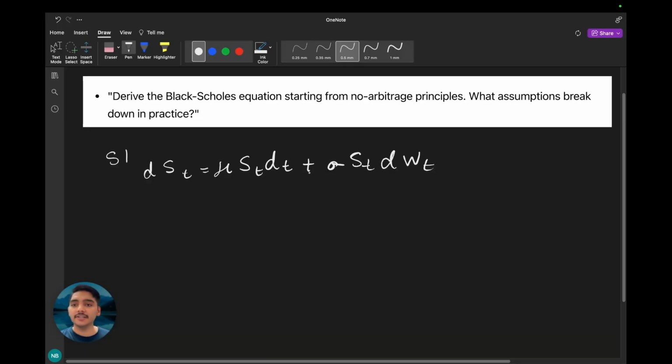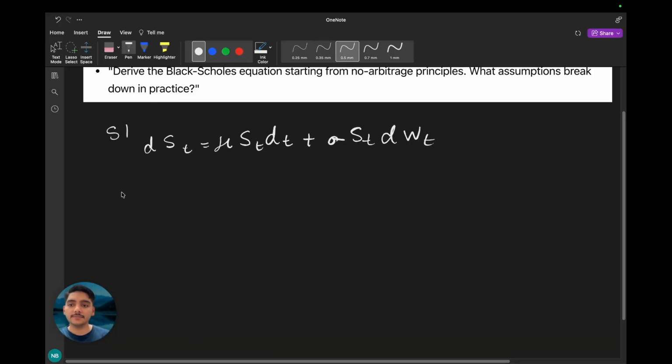In this equation, mu is the expected return and sigma is the volatility, and this is due to the Brownian motion process. So when we move to step two, now we'll find the option value process.